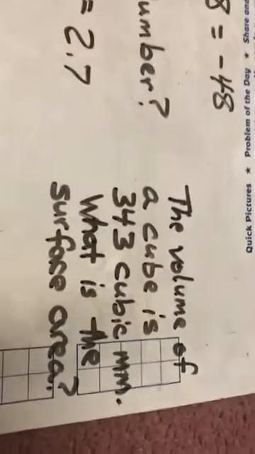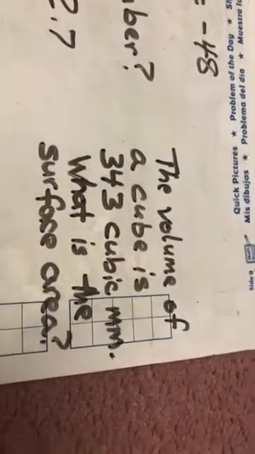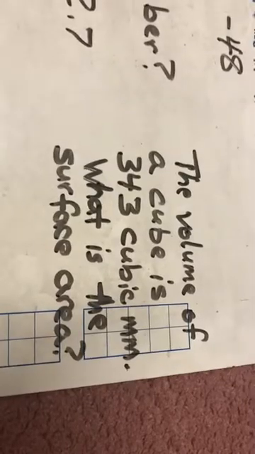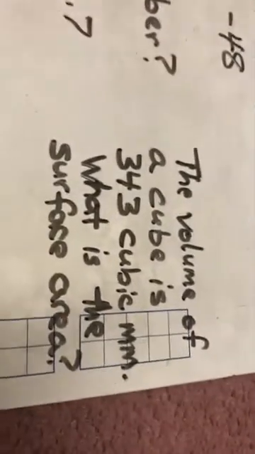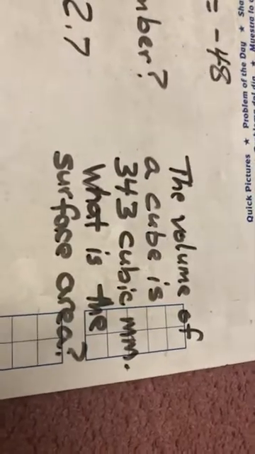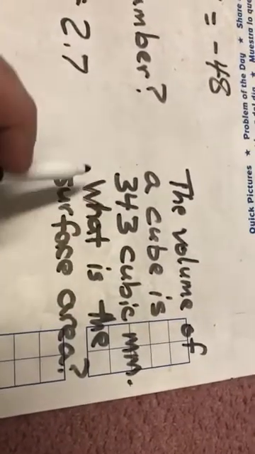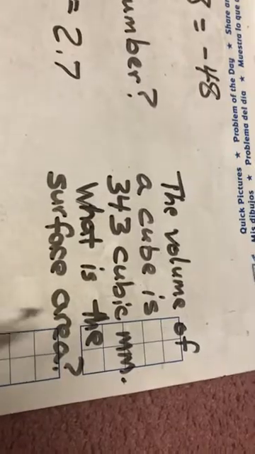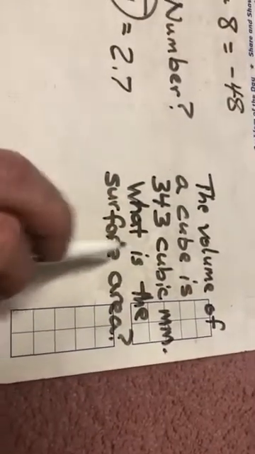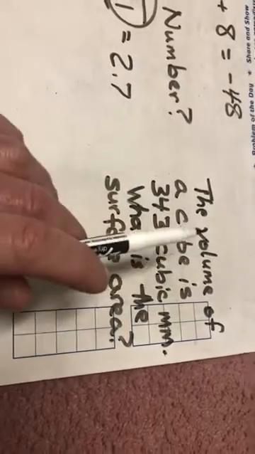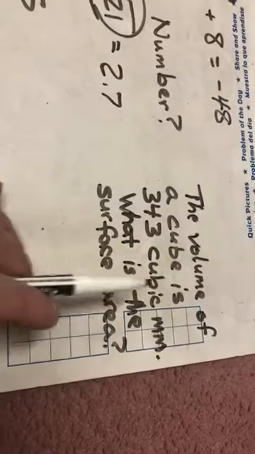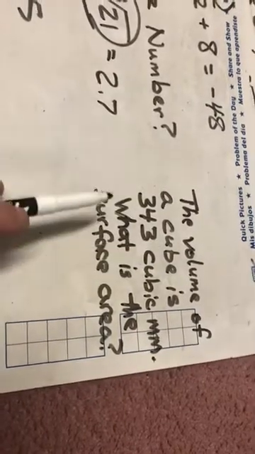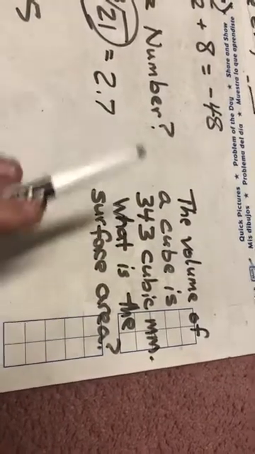And as I've said before, when problems assume things, it means that you have to use information that you already know from previous grades or from previous chapters or whatever. So, the volume of a cube is 343 cubic millimeters. What is the surface area? Well, the first thing that a problem like this assumes is that you understand that a cube is a rectangular prism. And since it's a cube, the length, the width, and the height are all the same.